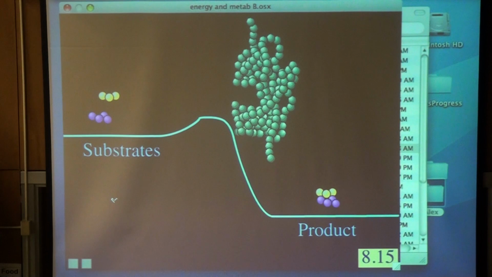inside you. And so for all chemical reactions that take place inside cells, there are always enzymes that are the catalysts. And catalysts are substances that speed up a chemical reaction by lowering the activation energy, but the catalyst itself is not consumed in the reaction.